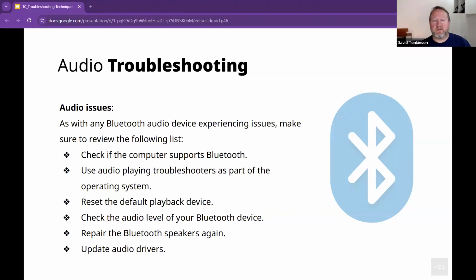And of course, a lot of our stuff is now played through Bluetooth. So we can get audio issues with Bluetooth. So check it supports Bluetooth, use the audio playing troubleshooter as part of the operating system. That's all part of Windows, isn't it? Reset the default playback system to make sure you are sending it to the relevant Bluetooth device and not to your neighbor or not to your son who happens to be sat in his room with a set of headsets you've now just connected your Bluetooth to. He'll come in pretty quickly if he gets it wrong, isn't it?